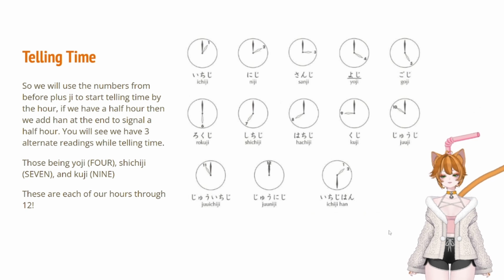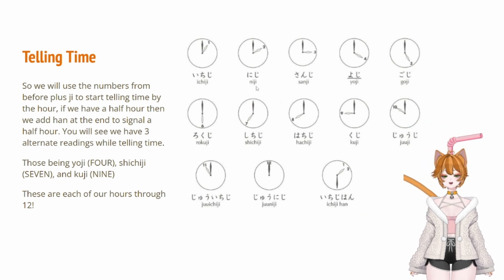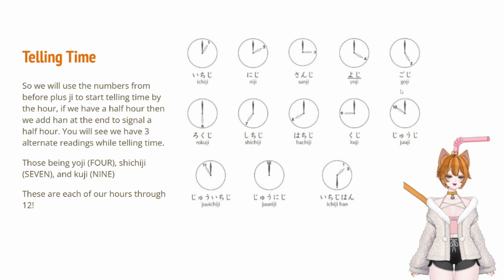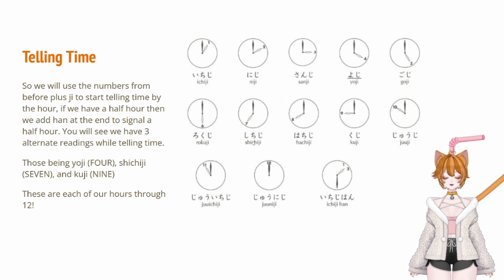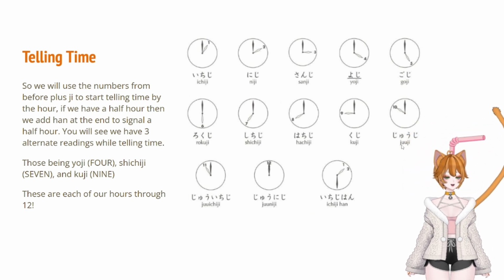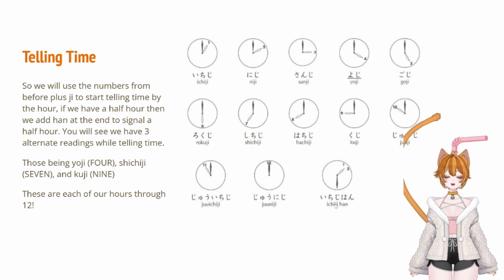Let's go through them. We have ichiji, niji, sanji, yoji, goji, rokuji, shichiji, hachiji, kuji, juji, juichiji, juniji, and then this is our half hour, ichiji han.